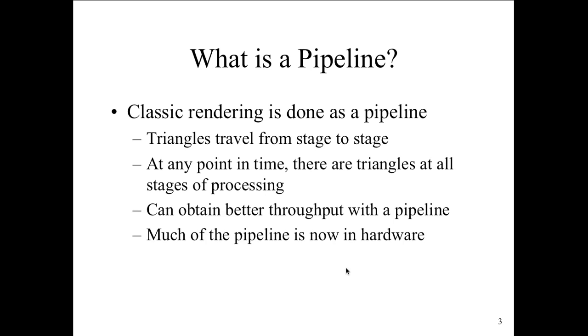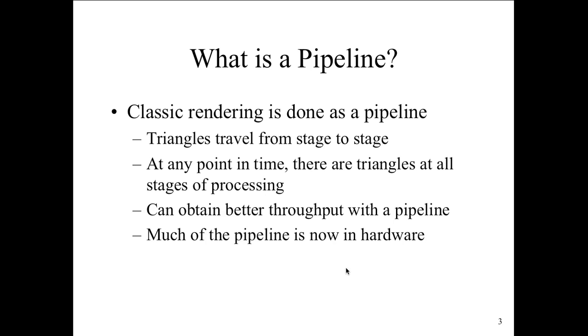So triangles travel from stage to stage as they get translated into the image. At any point in time, there are triangles at all stages of processing. So it happens, like I was saying before, sort of an assembly line, if you're familiar with that term, where in different stages the end product is translated or transformed. So by the time something ends up at the end, and it's the triangles that are ending up at the end, they're already in a two-dimensional kind of state.